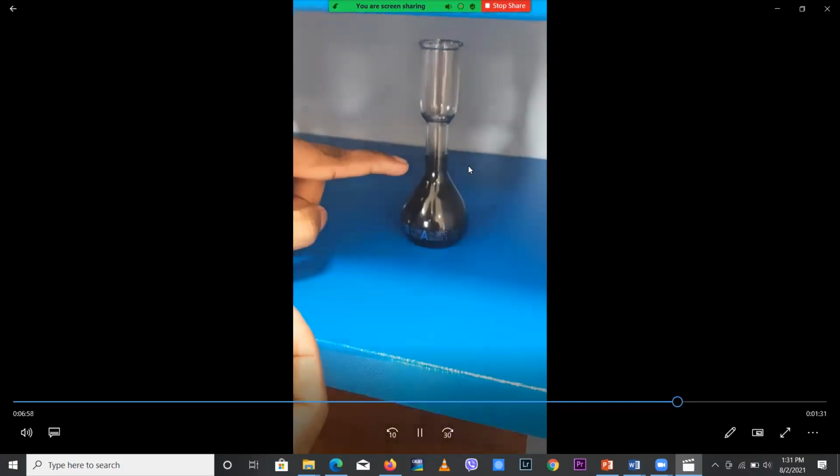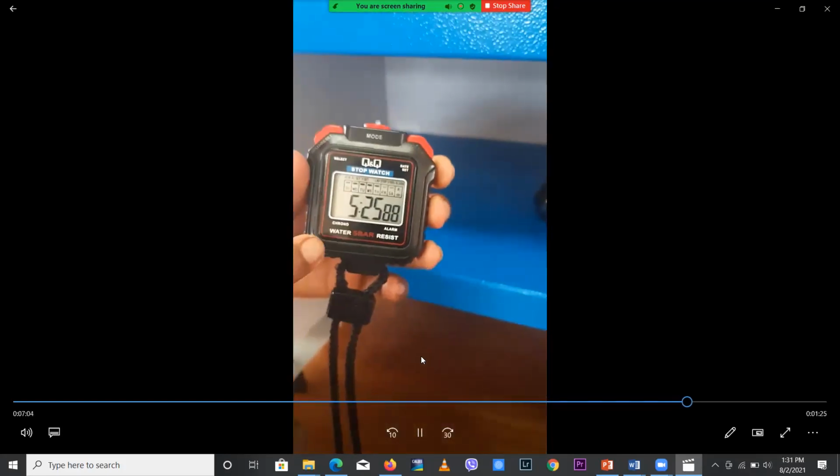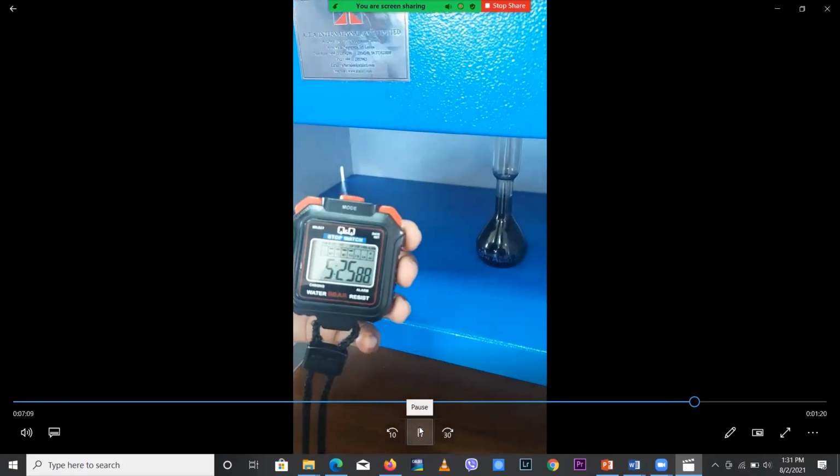So now the level has reached the 50 milliliter level, so we have to stop. This is the time taken to collect 50 milliliters at 70 degrees Celsius.